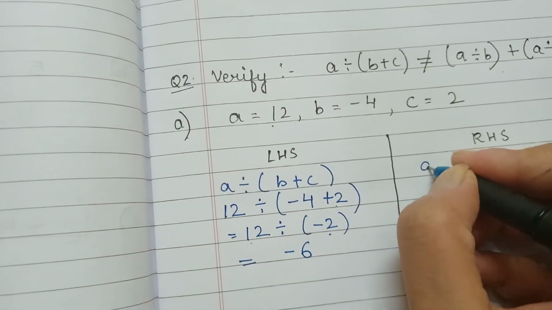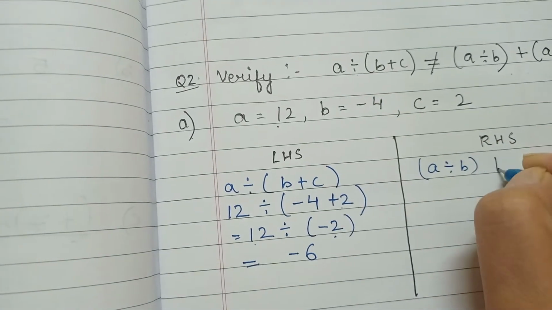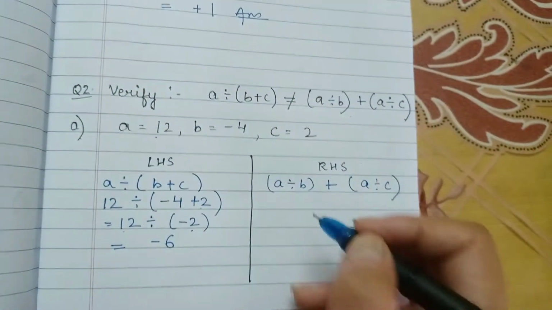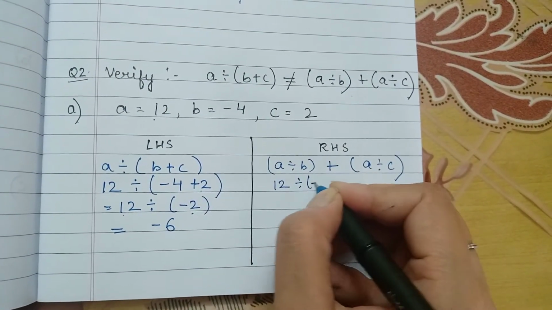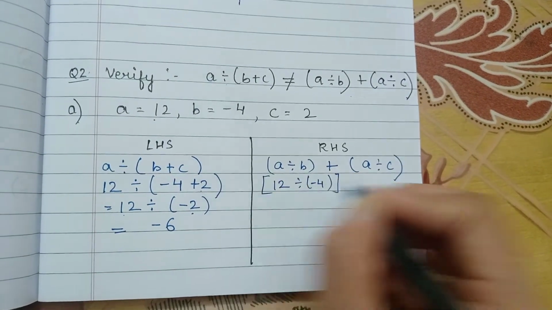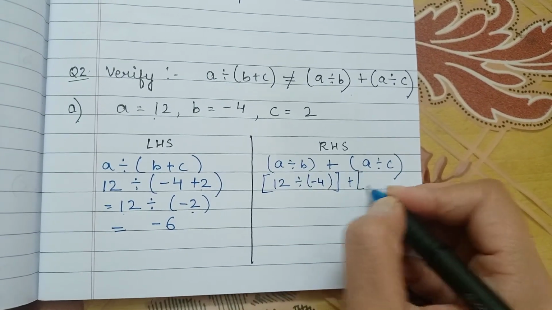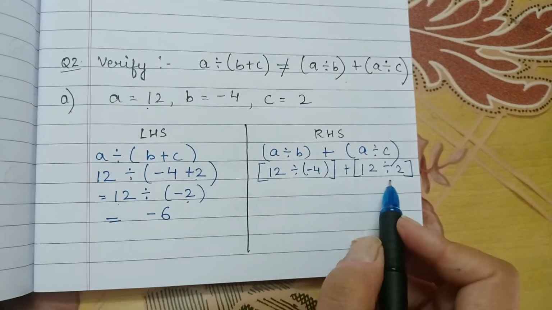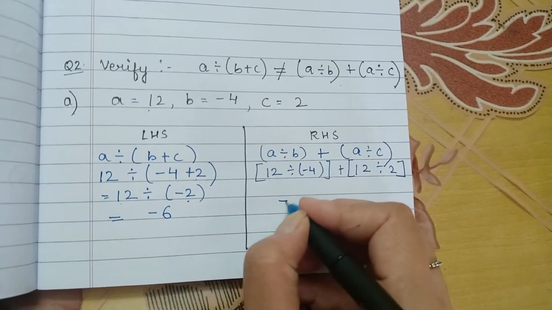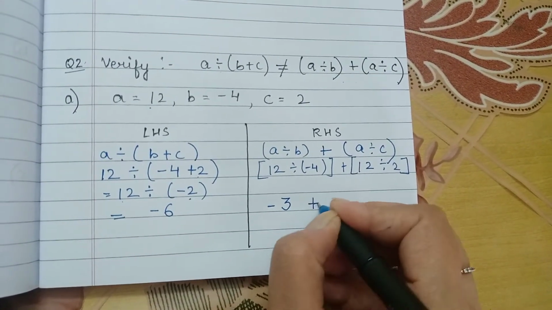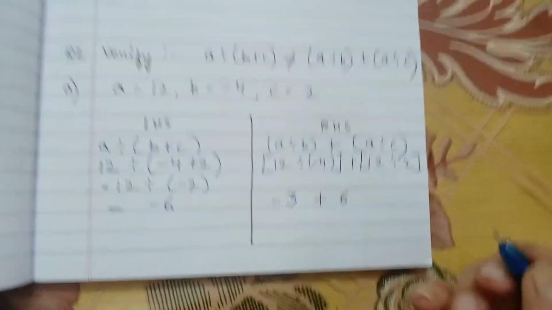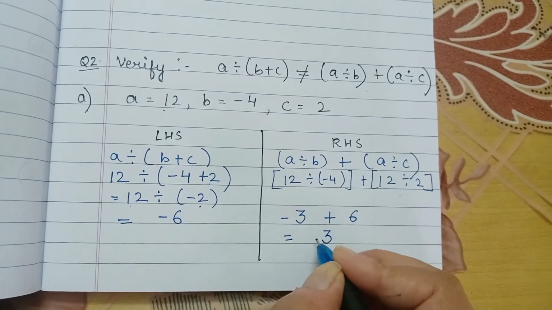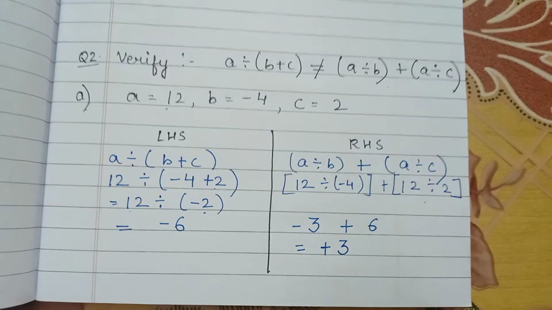Let us solve now the right side: a divided by b plus a divided by c. Now the value of a is 12 and the value of b is -4. Just keep it in brackets because two signs cannot be kept together. Now the value of a is 12 and the value of c is 2. Now we need to solve these two brackets. 12 divided by -4 is -3, with a negative sign, plus 12 divided by 2 is 6, and the positive sign will come. We need to solve this: minus 3 plus 6, and the sign of the bigger integer will come, which is plus, so 3.